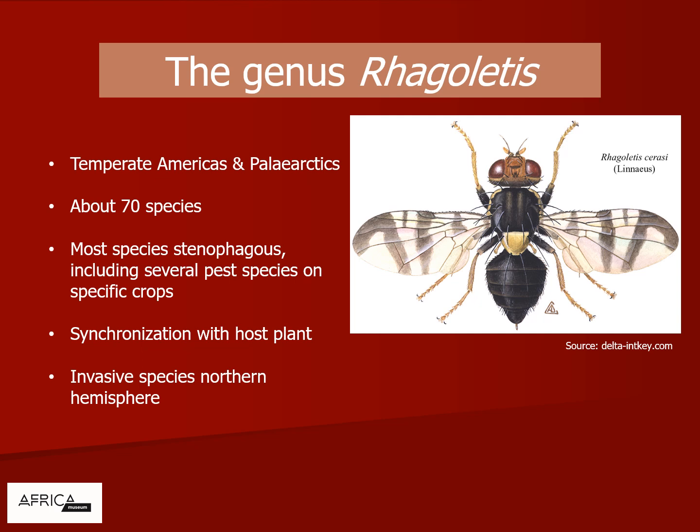Rhagoletis species are usually stenophagous, meaning that they attack a limited number of host plants that are closely related to each other. Some of them attack specific crops of economic significance and are considered pest species. It concerns here mainly apples, cherries, and some other soft fruits such as blueberries. The emergence of the flies therefore needs to be synchronized with their host so that the females are gravid when it's the right time for fruit availability.